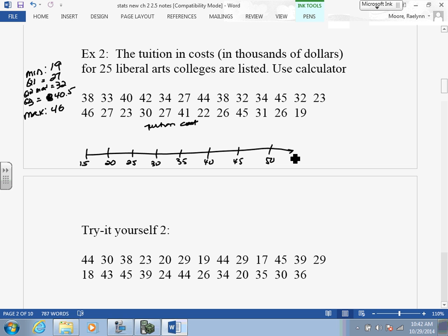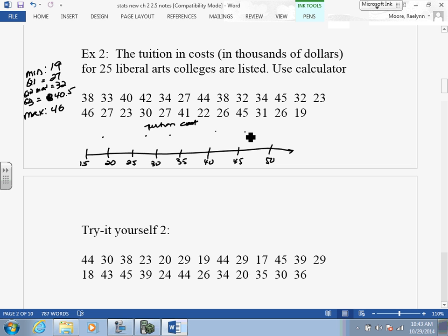Your box and whisker graph has to sit above your line. Take these 5 points and just dot them out. There's my 19. There's my 27. There's my 32. There's my 40.5. And here's my 46.